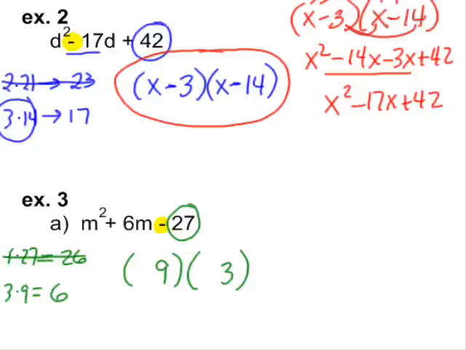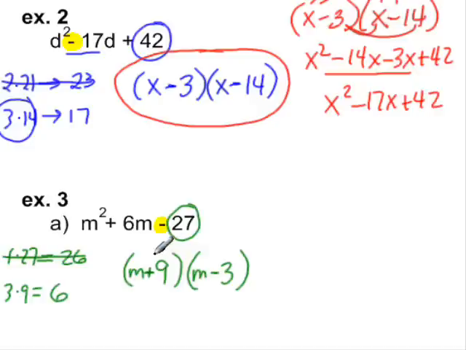So the signs, my minus sign is going to go with the 3, and 9 is going to get a plus sign because positive 9 minus 3 is positive 6. And we'll throw the m in the front of those parentheses.